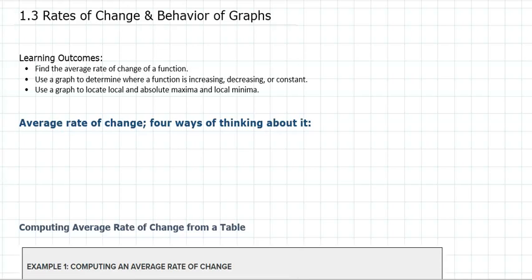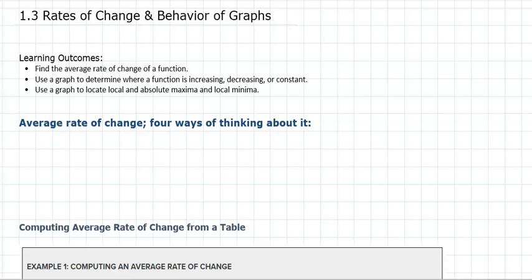Hello, this is Professor Eckhouse, and today I am talking about section 1.3, which is about rates of change and the behavior of graphs. So the learning outcomes are to find the average rate of change of a function, and this leads us directly to what we do in calculus. So I know this is introductory to precalculus, but it's actually really important for calculus.